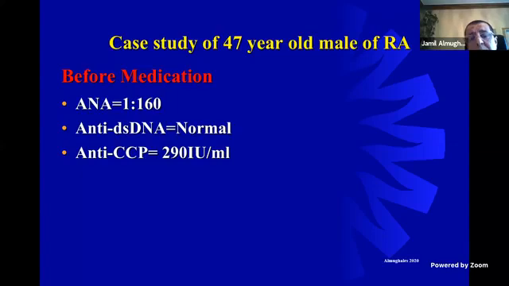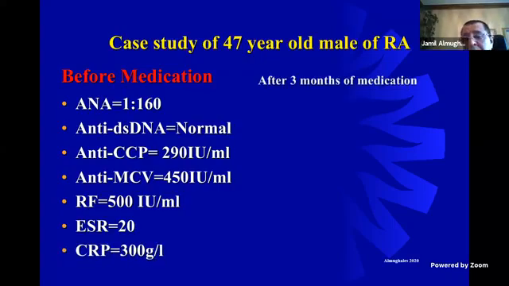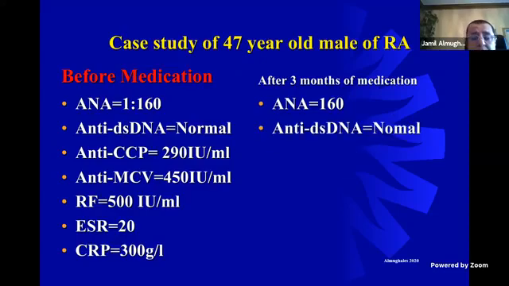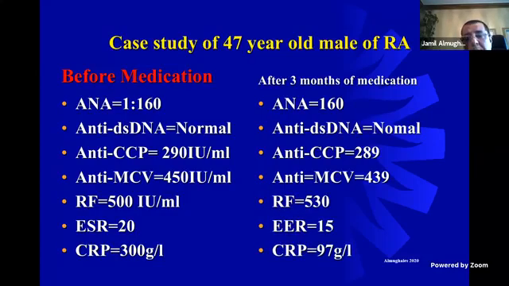This is before medication. The ANA was 1:160, anti-CCP was high, anti-MCV, another antibody, was also high, and CRP was high. After three months of medication, you will see the difference now. The anti-CCP is still high, but the CRP here, you will see the difference, okay?